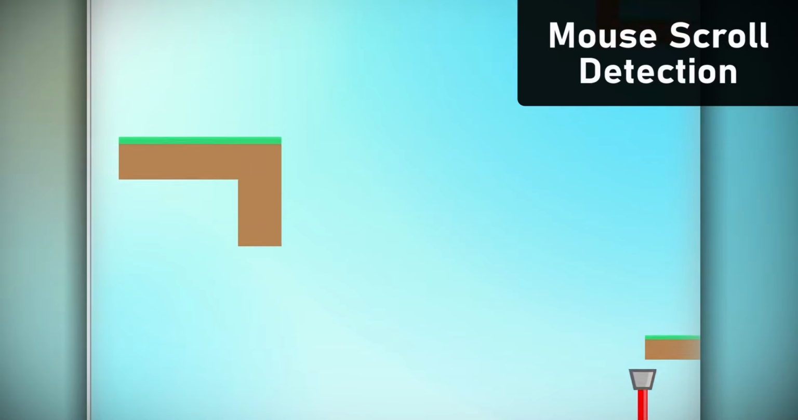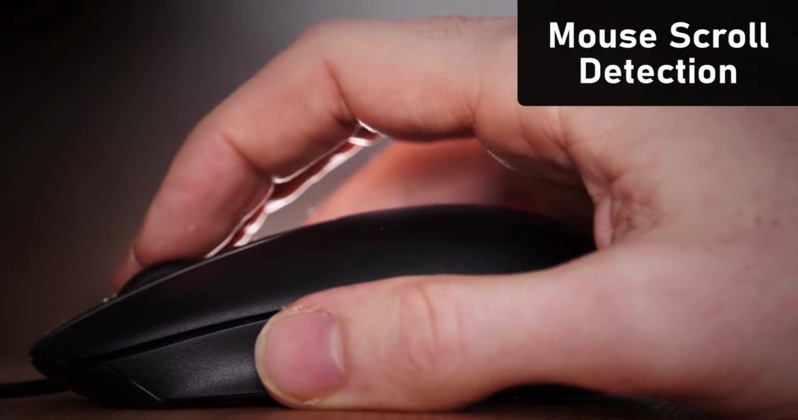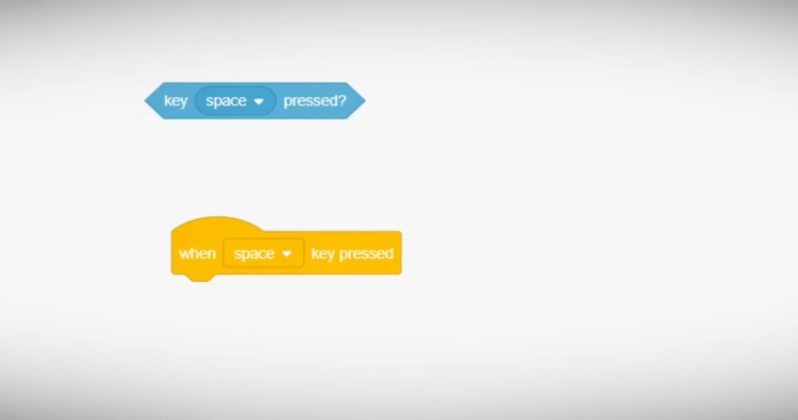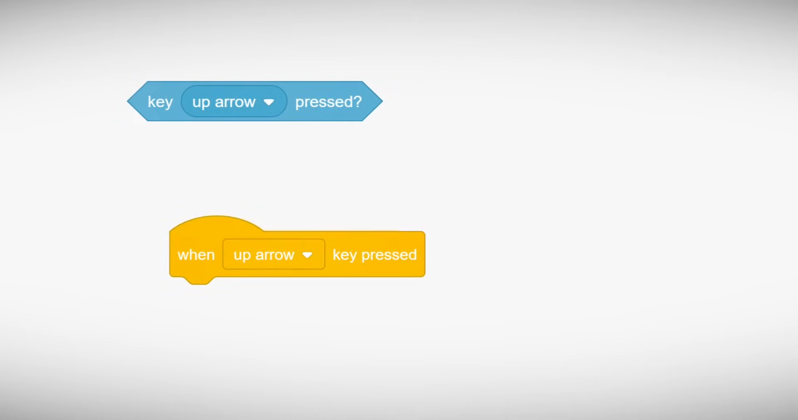This is a genius way to detect instances where the user is scrolling their mouse wheel. You may know that there are two blocks to detect when a key is pressed. We have the when key is pressed Boolean block and the when key is pressed event block. When we take the case of the up arrow, these have a very subtle difference.